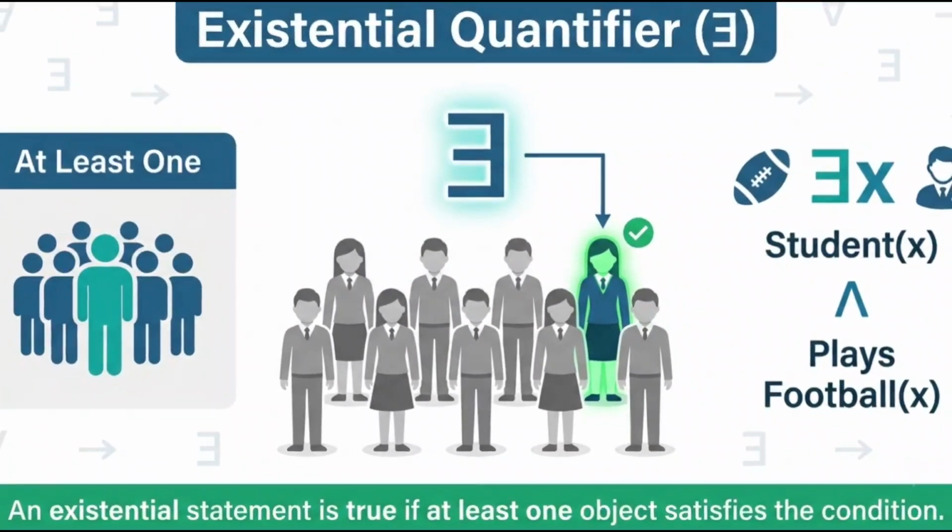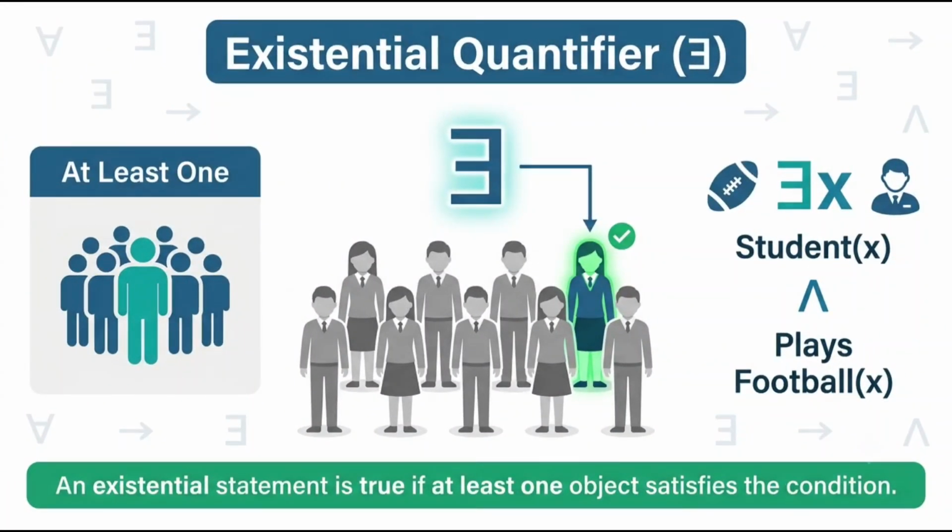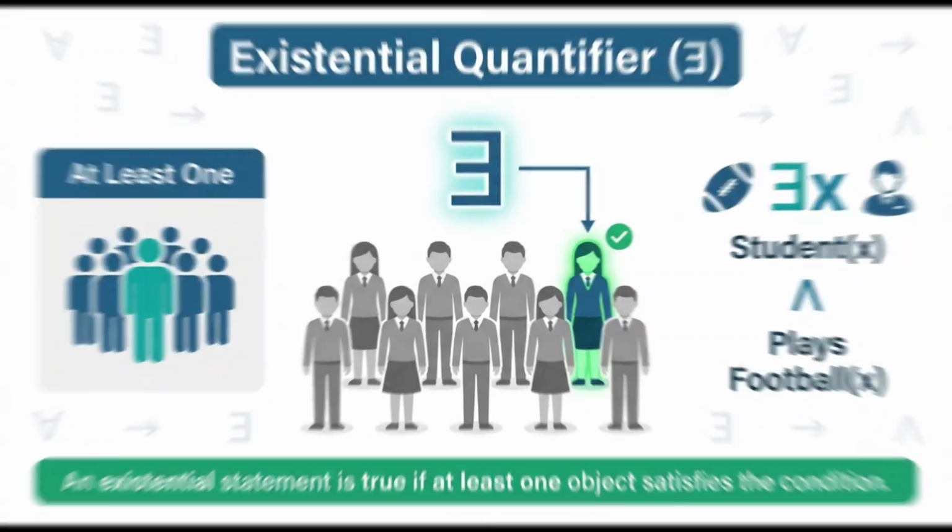The existential quantifier, written as a mirror image of E, means there exists or at least one. For example, some students play football. Symbolically, this is written as existential quantifier x, comma, Student(x), conjunction symbol, PlaysFootball(x). This means there is at least one x such that x is a student and x plays football.